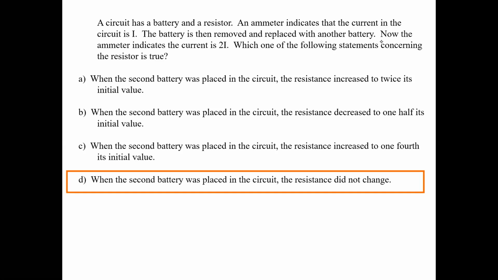All right, the answer is that when the second battery is placed in the circuit, the resistance doesn't change. The resistance is solely a function of the material that the resistor is made out of. So what do we do when we replace the battery? Apparently, we've supplied the circuit with a stronger battery. That's the only way that we're going to get an increased current through the circuit of 2I. We must have given it a battery that has twice the voltage because the resistor didn't change.